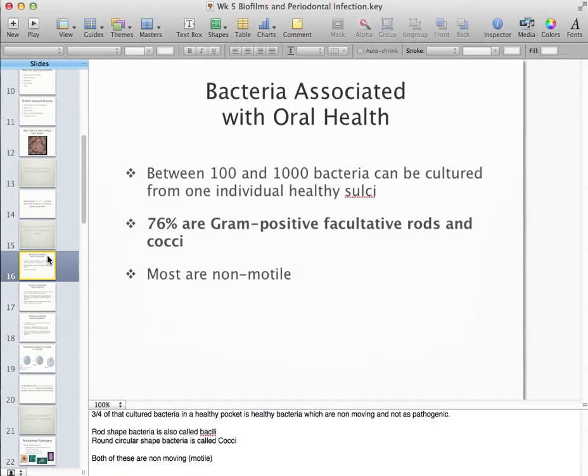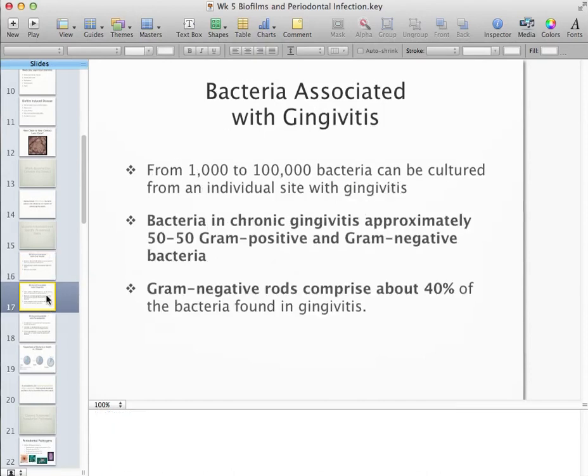So then you have different shapes of bacteria. You have rod shape, which is bacilli, and circular shape, which is cocci. Both of these shapes are non-moving bacteria.